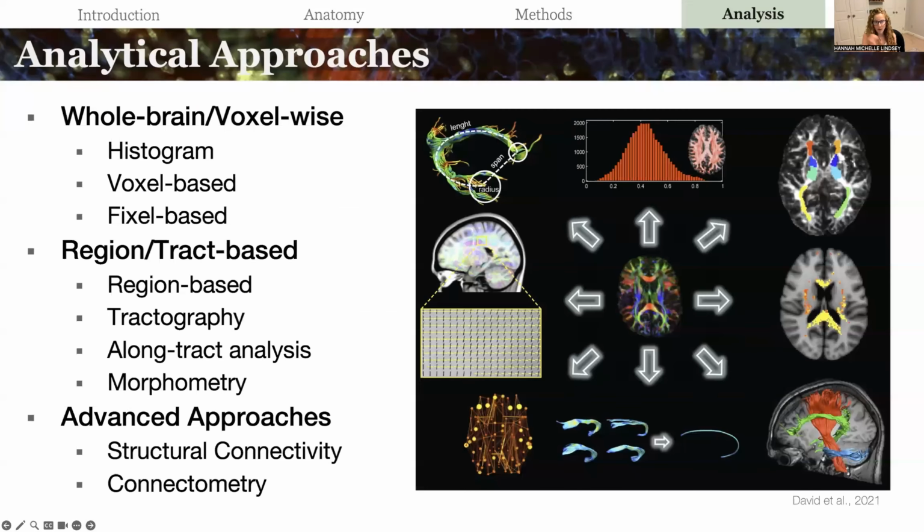Okay, so there are several ways that we can analyze diffusion MRI data, and I'm going to briefly discuss some of the most common ones, which are listed here. They can broadly be classified into 3 categories: whole brain, voxel-wise, or region or tract-based approaches, but several methods do bridge these categories depending on how they're implemented, and there's no universally optimal method. Rather, the methods can be complementary to each other, and the most suitable approach is determined based on whatever your research goals are.